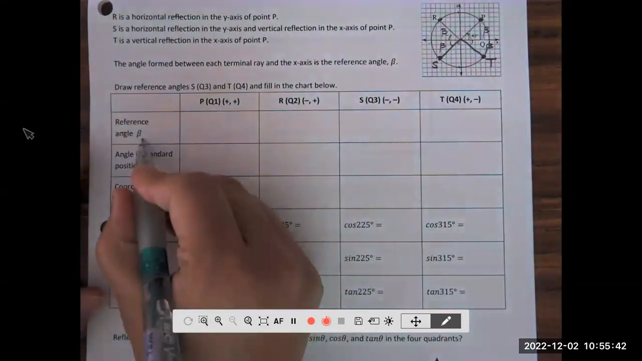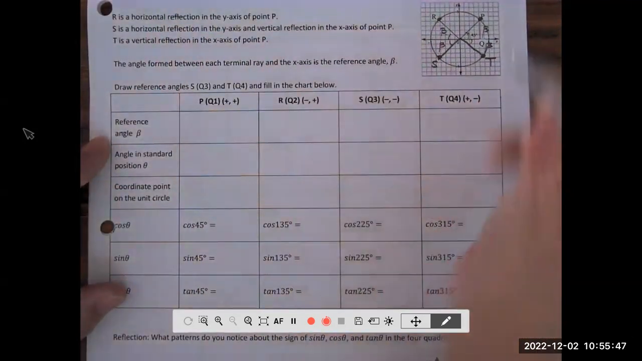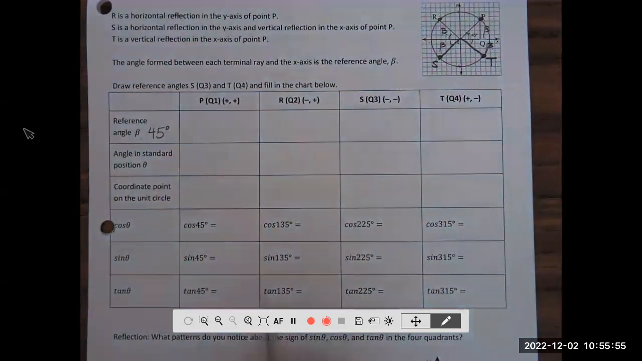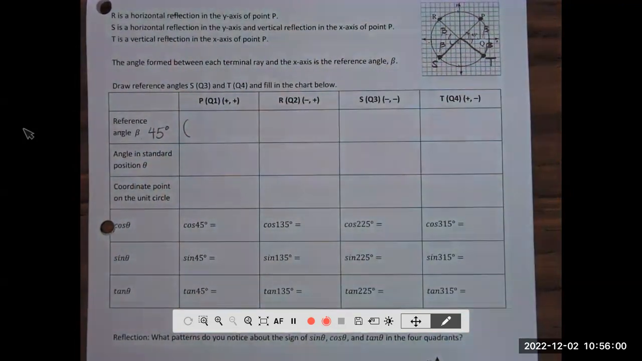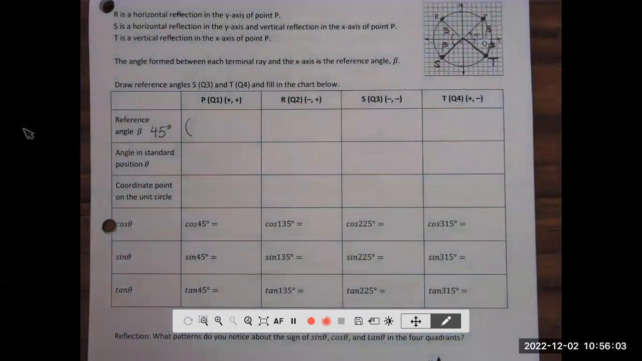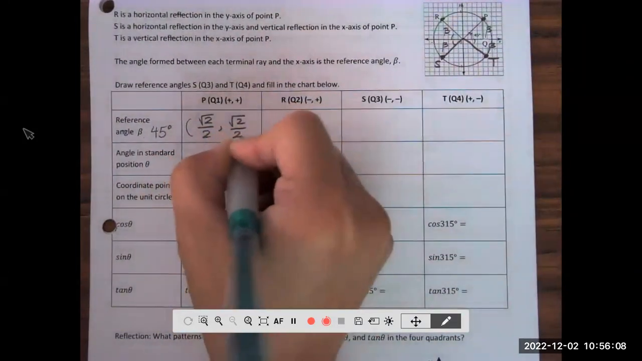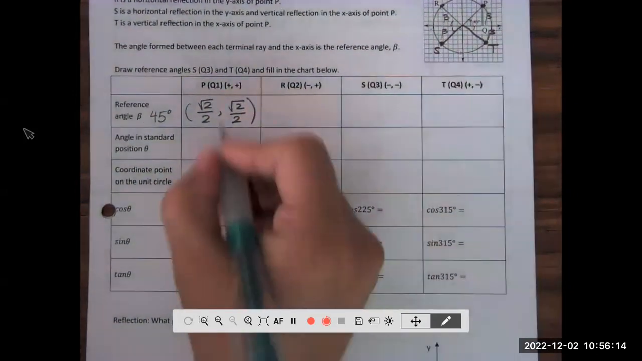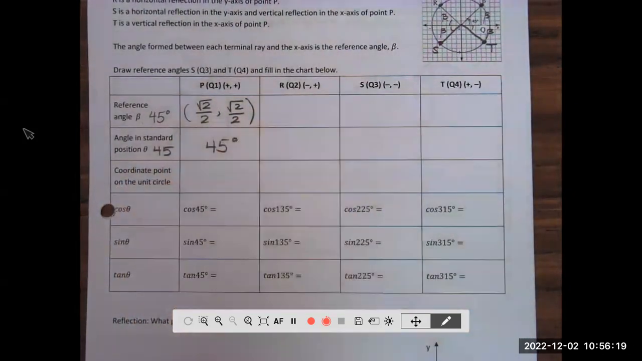So let's say you have a reference angle. Do you guys want to do 35? Oh no, sorry. What is my angle? What does it say there? 45. So my reference angle beta is 45 degrees. So what is my point P if my angle is 45? What's cos 45? Root 2 over 2. So in the first quadrant, both are positive. Okay? The angle in standard position is 45 degrees.